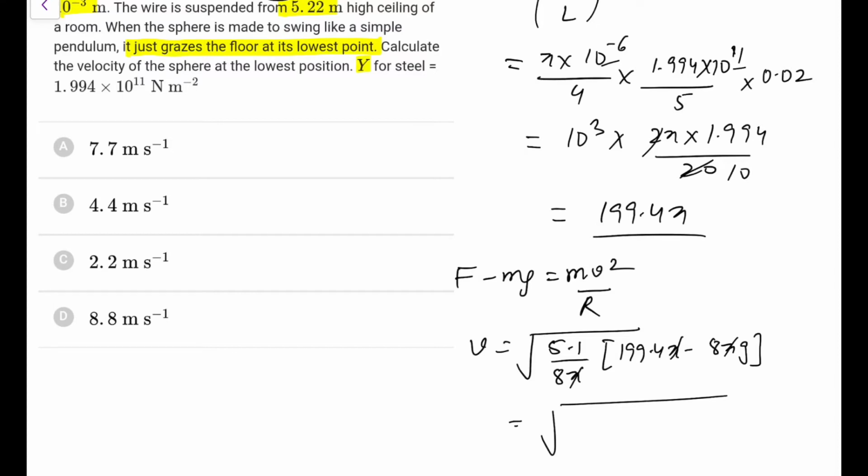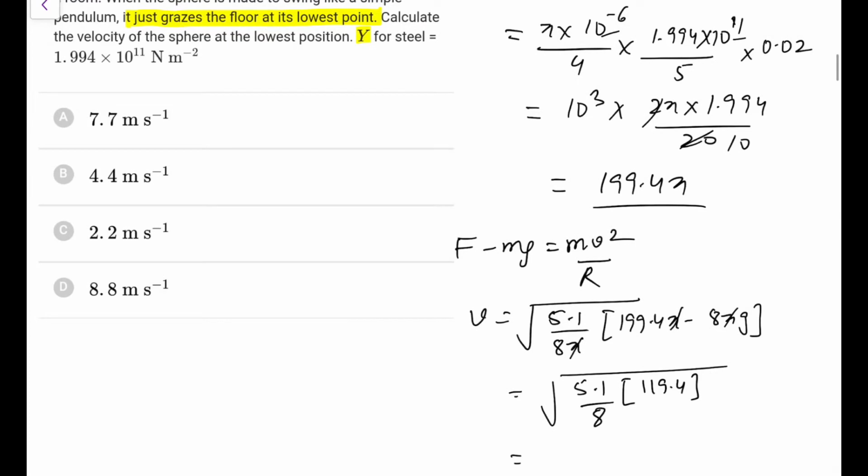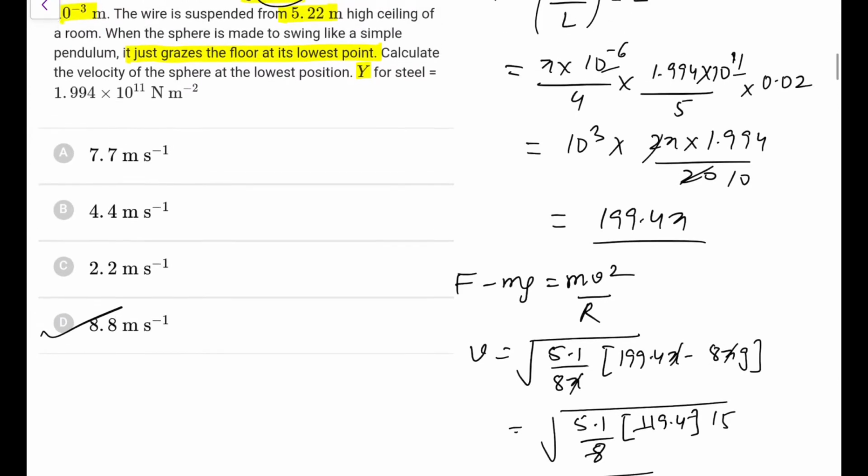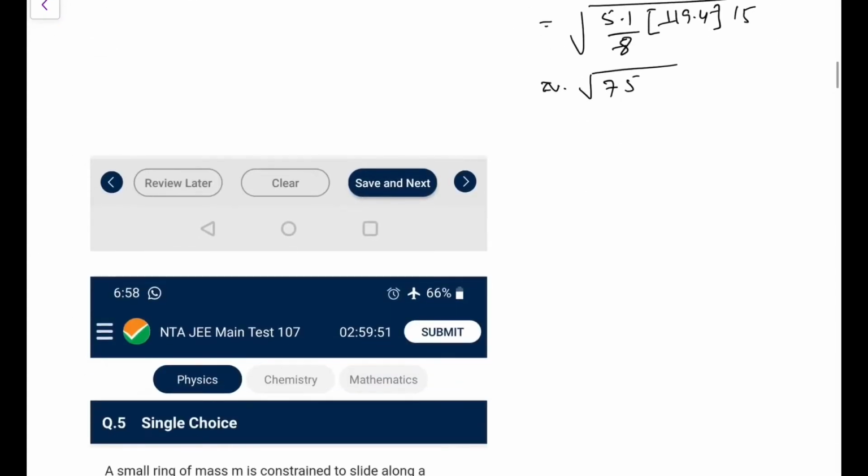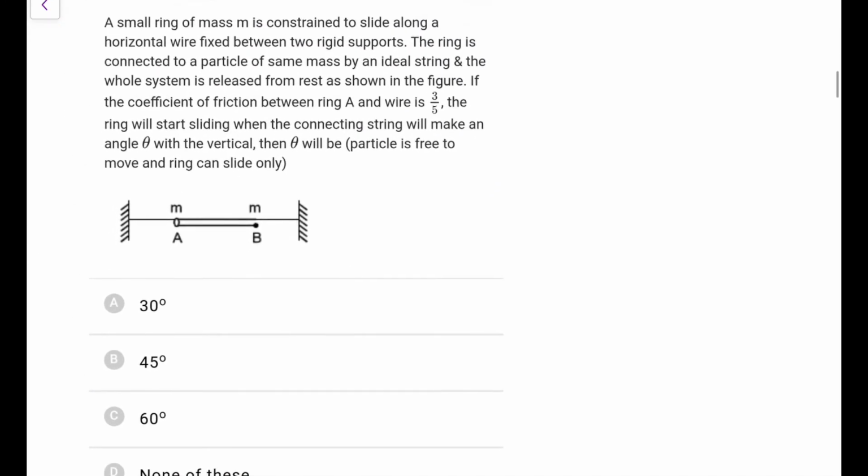So this is 5.1 into 199.4 minus 80. So 199.4 minus 80, that will be 119.4 we can write. So it is 119.4 into 5 by 8. So this is approximately 15 times. If I do 120, 15 5s are 75 something approx, so it would be 8 point something. Go for option D, you can directly make it out. So this is one of the questions that you must have done in your exercises.